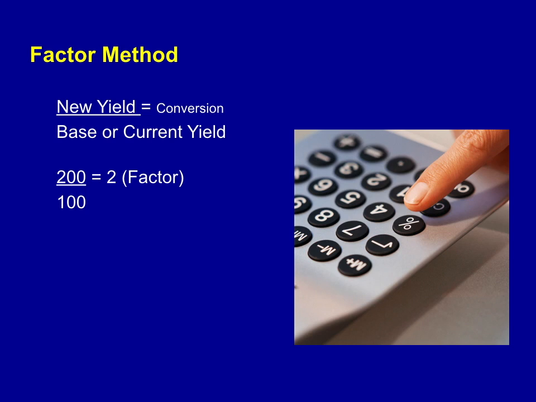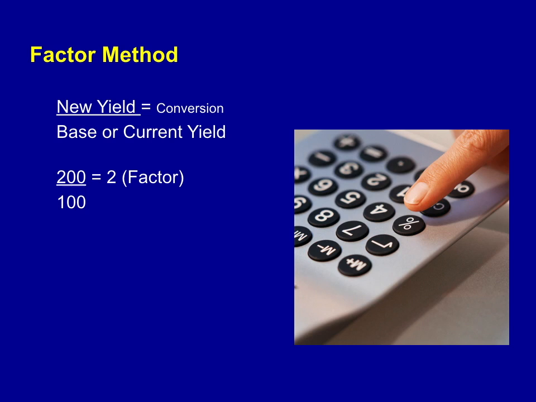And then we decide what's going to be our new yield. What do we want our new recipe to make? Then we divide the base or the current yield into whatever it is for the new yield that we want.